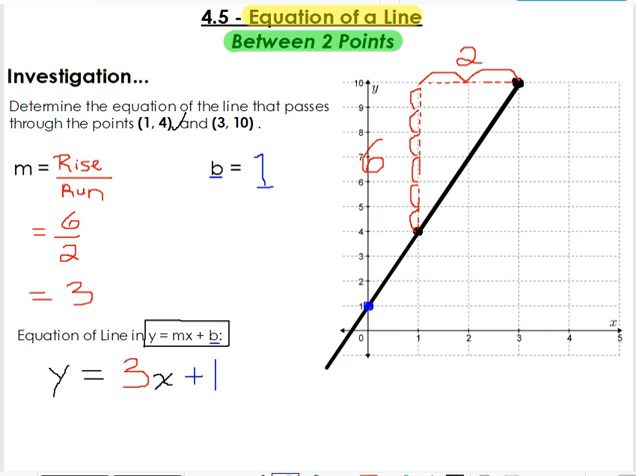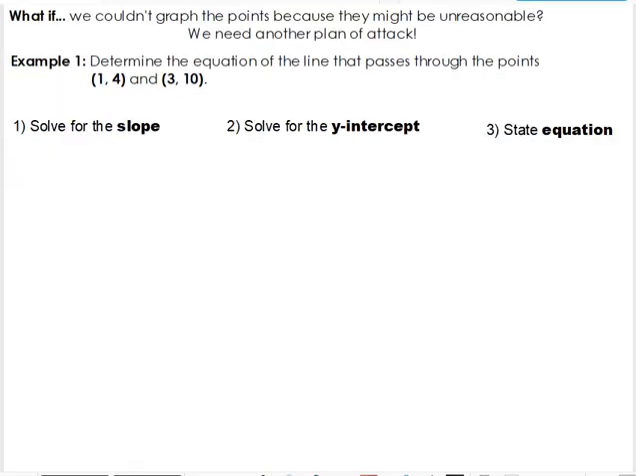Now, to do every single question this way would be a little bit unreasonable. And that's where on this next part here, I'm like, well, what if we couldn't graph the points because they might be unreasonable coordinates? Like maybe they're decimals, or maybe the numbers are just enormous and we can't put them on a graph. So we would certainly need another plan of attack for sure. Now we're going to do the same thing. We're going to get the equation of the line that passes through the same coordinates, 1, 4 and 3, 10, but we're going to do it algebraically.